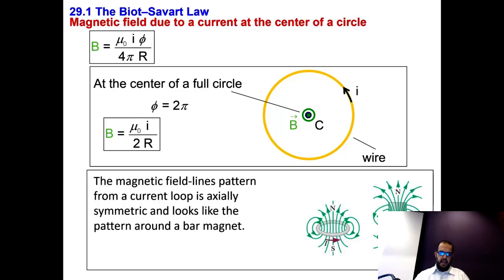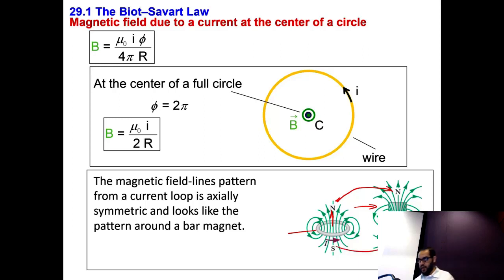Here we just wanted to show you the direction of the magnetic field lines. This is a full circle with a current flowing in the counterclockwise direction, and we're illustrating the magnetic field lines. The magnetic field inside will be pointing like this. Notice the shape of the magnetic field lines. They are very similar to the shape of magnetic field lines due to a permanent magnet, with the north here and the south here.